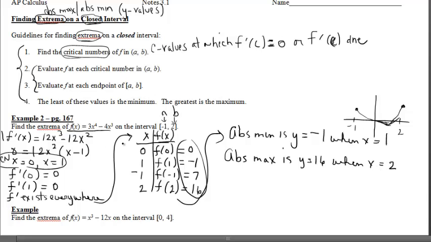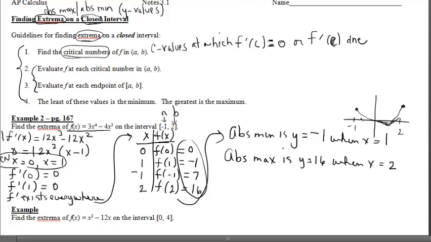Let's look back at our picture, because we just did a lot of work here. Our absolute min is y equals -1 when x is 1. That looks like it's occurring about right here, and that confirms what I'm seeing. The absolute maximum is 16 when x is 2, one of my endpoints, and that makes sense with what I'm seeing here too.